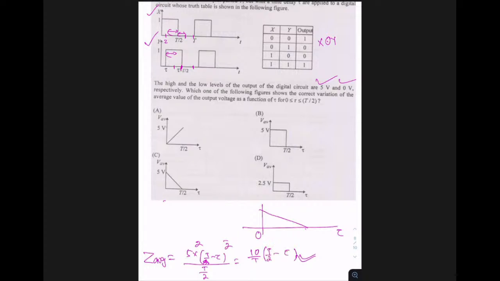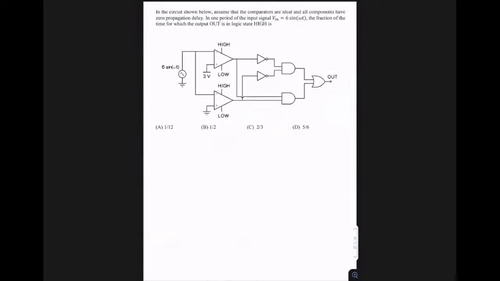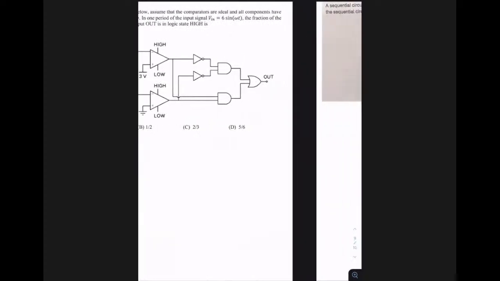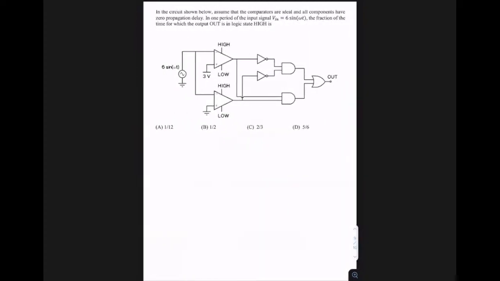So you take tau equal to 0. If you substitute tau equal to 0, you are getting 5. You substitute tau equals t by 2, you'll get 0, right? And if you take some other variations and join them freehand, this is the waveform you get, and this is given in option C.